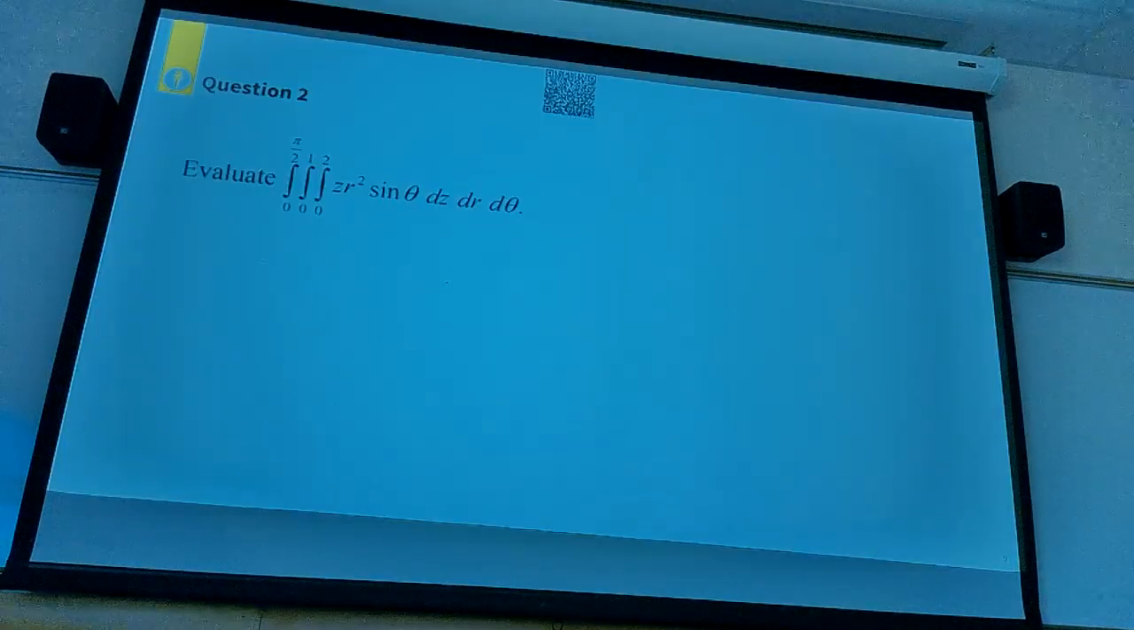Oh, that's nice. This is a rectangular box. I'll call it a cylindrical box in this case because it's clearly cylindrical coordinates. That means the order in which you do this does not matter. Right? We can flip this however we want because it is just a box.